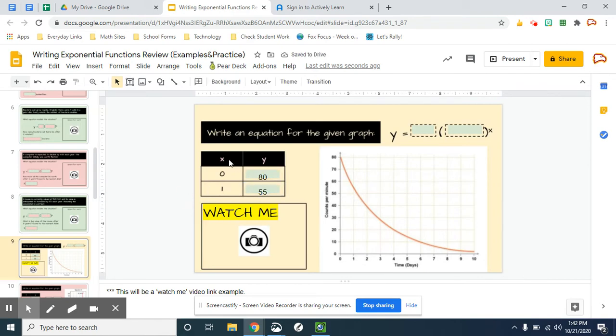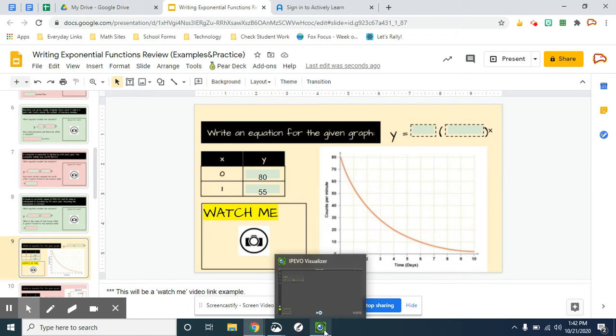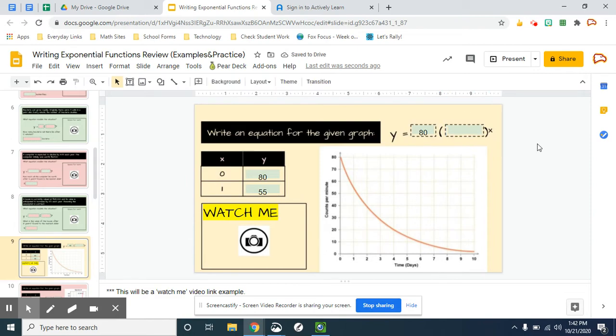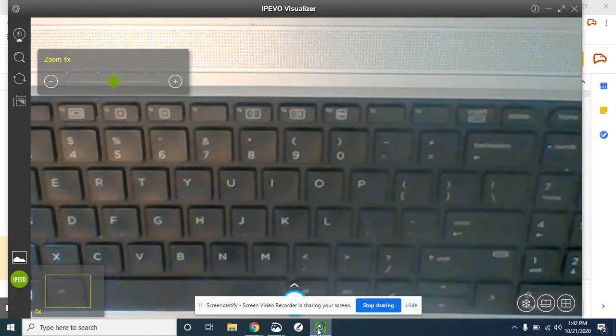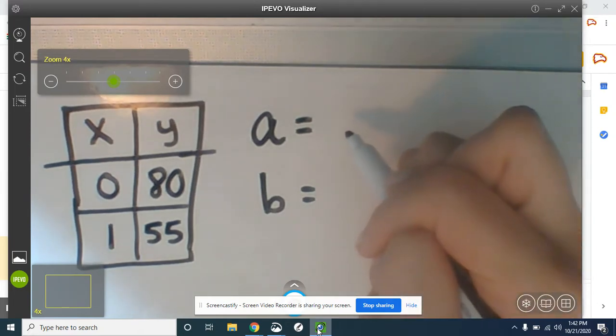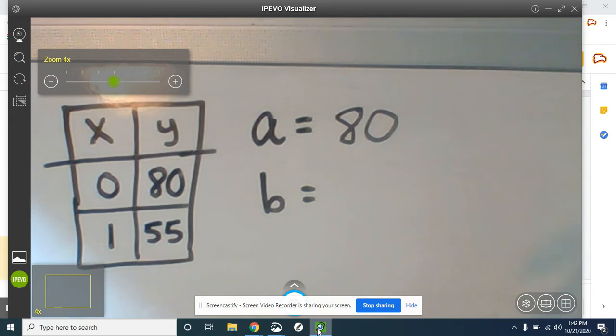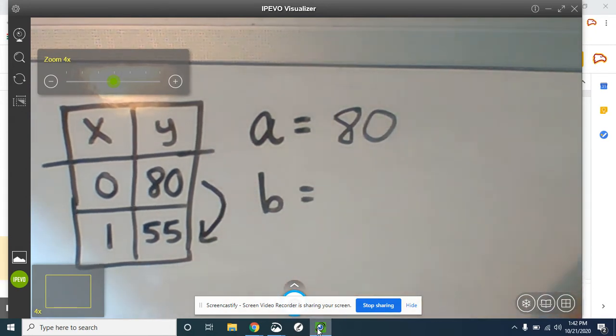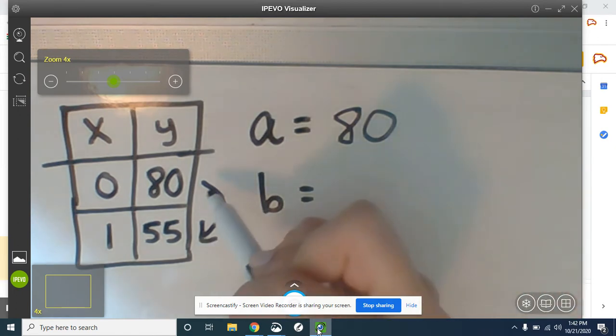All right, so we now have all the information we need in order to write our equation. Well, let's go ahead and start. We know that our a is our initial value, our y-intercept, so that is 80. So now we just have to figure out what our decay factor is going to be. So like I said, we already have our a, that is 80. So for us to figure out what to multiply by to get to 55, what we can do instead is work backwards. So we will divide.